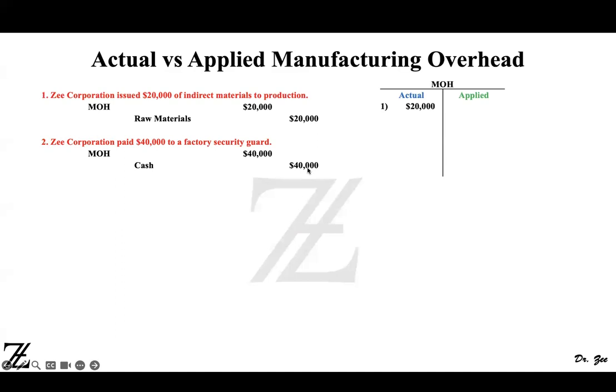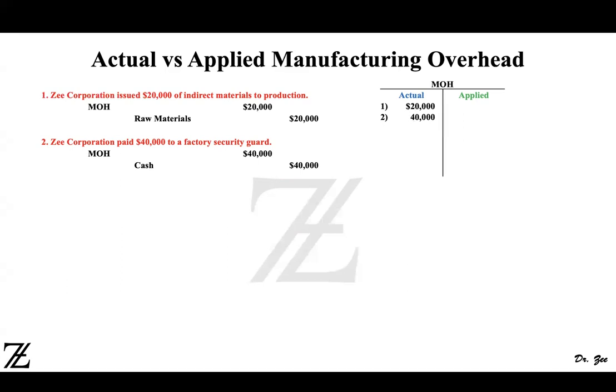If the entry said that Z Corporation incurred $40,000 in factory security guard salary cost, then it is possible that they have to pay it in future, so you could put accounts payable. But in this case, they already paid, so you credit cash. Cash is decreasing because it's an asset. You are paying the security guard, and the security guard of the factory building is manufacturing overhead, so you debit MOH by $40,000. So now these two entries: the first one is indirect material, the second one is indirect labor.